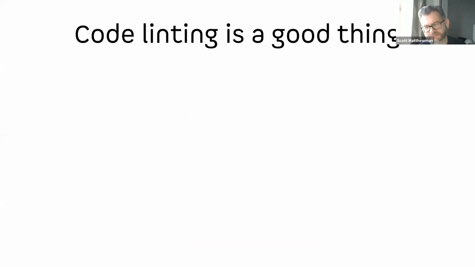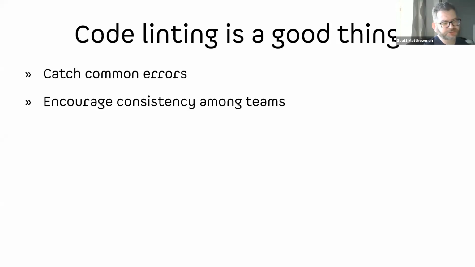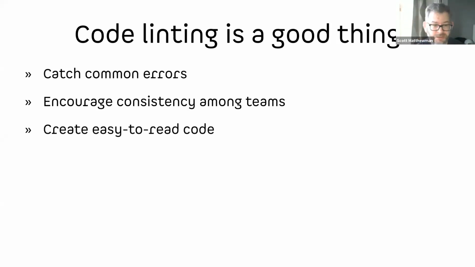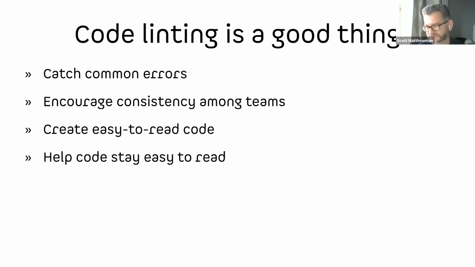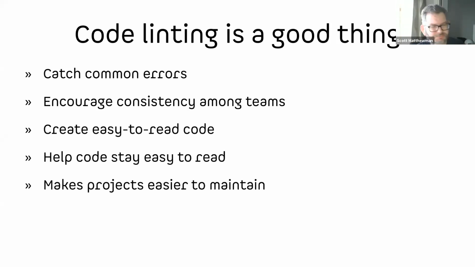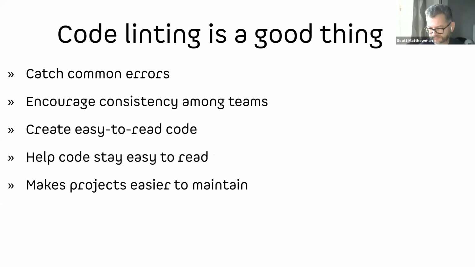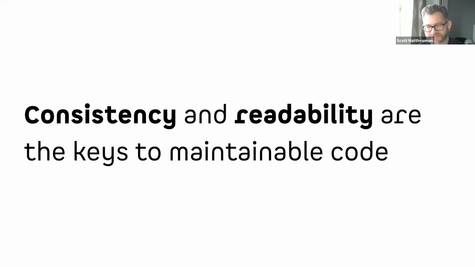So code linting is actually a pretty good thing all around. It helps you catch common errors that you might make. It helps you to encourage consistency between teams, and helps you write easy to read code. But it also helps keep that code easy to read. And that just makes all our projects that little bit easier to maintain, because consistency and readability are the absolute keys to maintainable code.